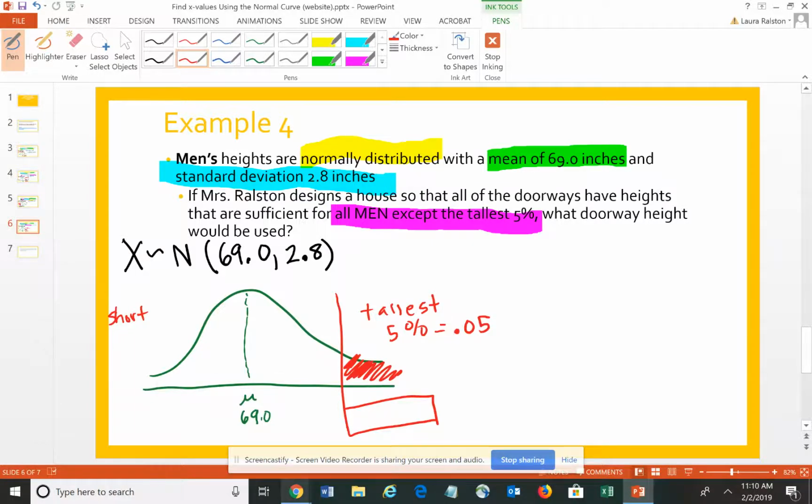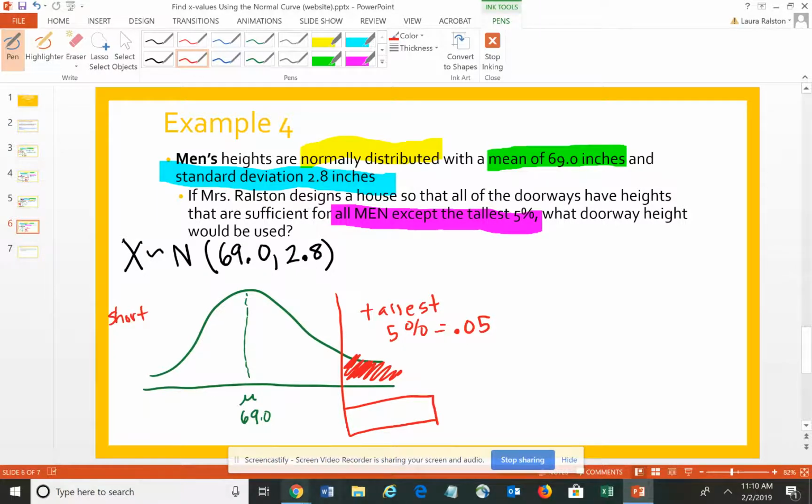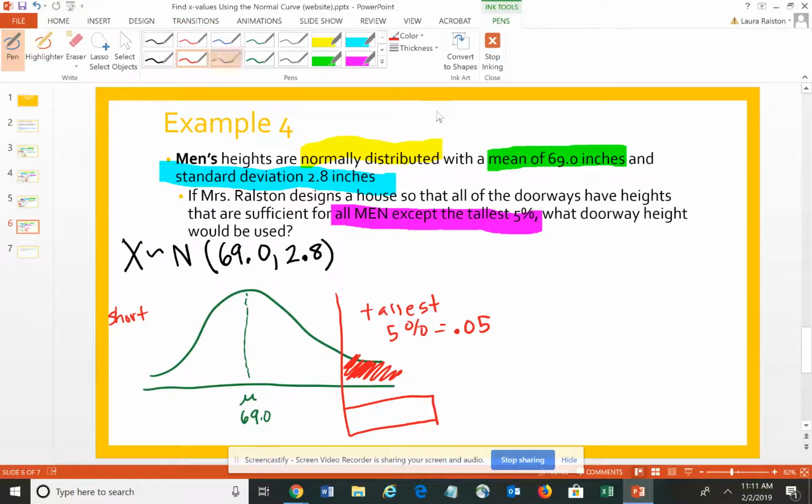So we go out to the website and we enter the information. My area is 5%. My mean, let's see, I forgot what that was. My mean is 69. My standard deviation was 2.8. And I want to be above the cutoff because I want to exclude the tallest 5%. So I have 73.607. My cutoff score is 73.607. So basically, my door heights need to be roughly 74 inches to ensure that I include all but the tallest 5%. So my doorways would need to be approximately 74 inches.